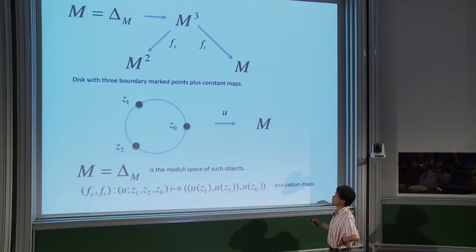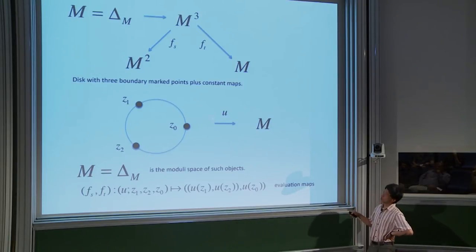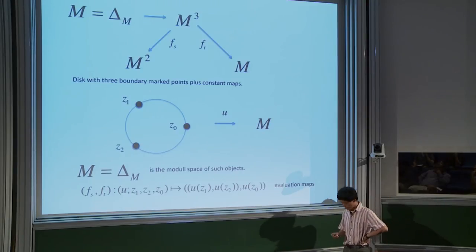So you consider the moduli space of constant maps from the bordered Riemann surface with three marked points. And a bordered Riemann surface with three marked points has, of course, no moduli. And this constant map U is parameterized by M itself. So the moduli space is very simple, it is M itself. And that is exactly this diagonal. And you have this evaluation map, and this evaluation map, of course, sends X to (X, X, X). So that's a simple case.